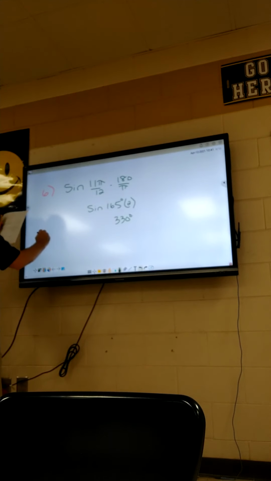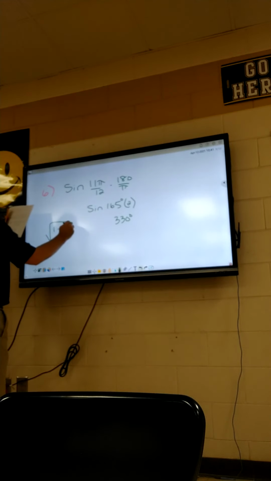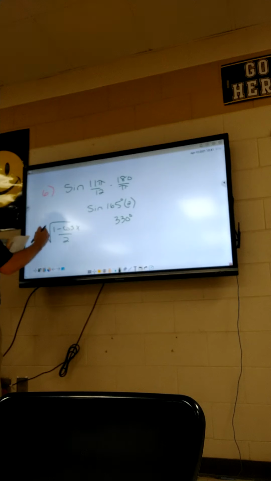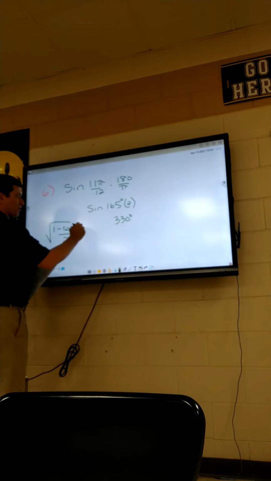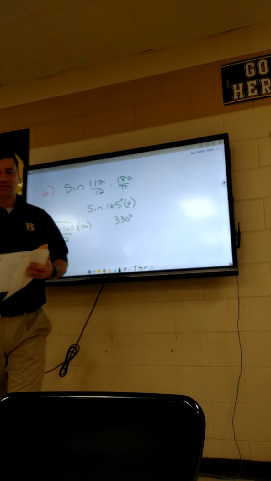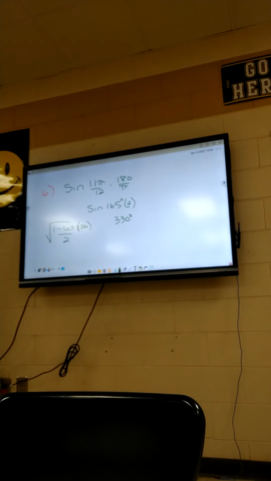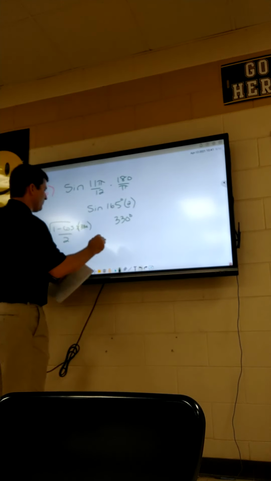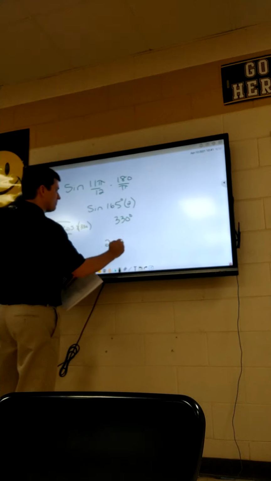All right, here's the formula. 1 minus cosine of x over 2. Does everybody see where I got that? Yes. All we got to do now is plug 330 in where the x is. Type it in. So this isn't as hard as I made it out to be. This is pretty easy. 1 minus cosine of 330 over 2 is... I got 0.2588.